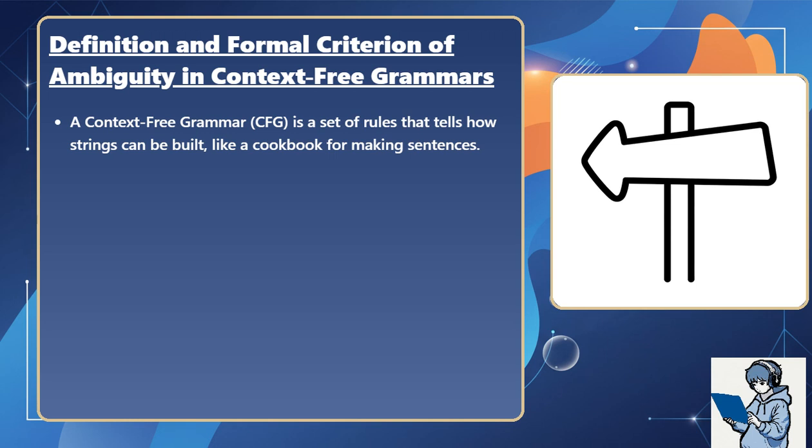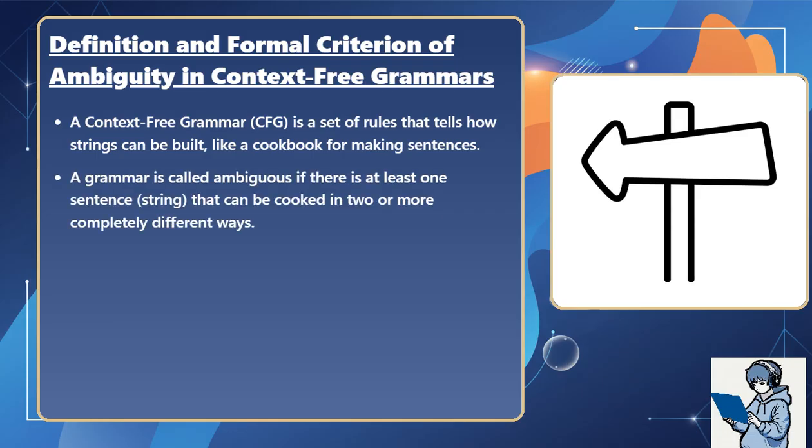A context-free grammar, abbreviated CFG, is a set of rules that tells how strings can be built, like a cookbook for making sentences. A grammar is called ambiguous if there is at least one sentence, or string, that can be cooked in two or more completely different ways.